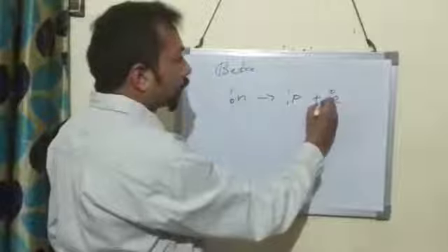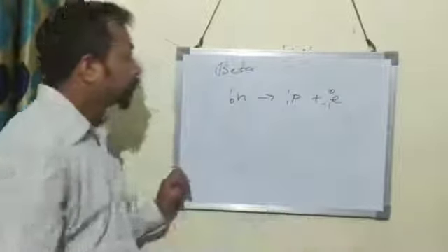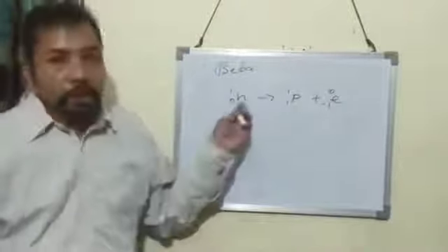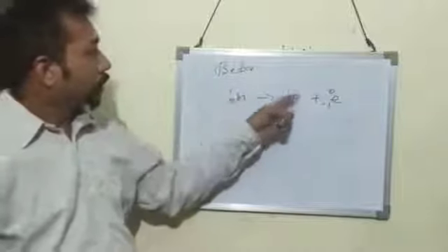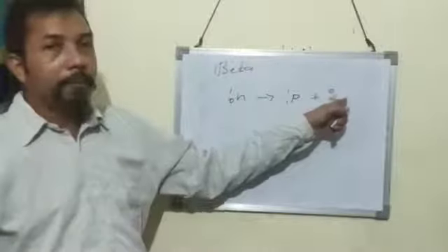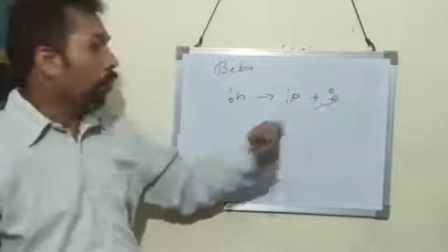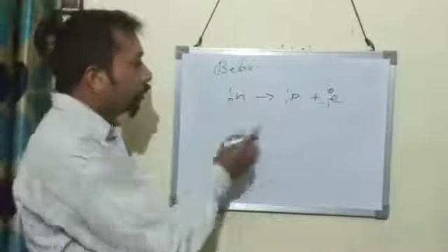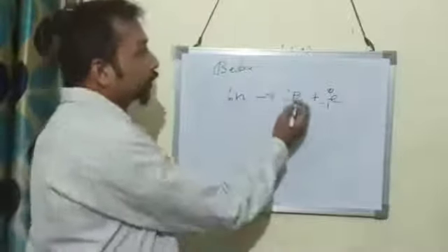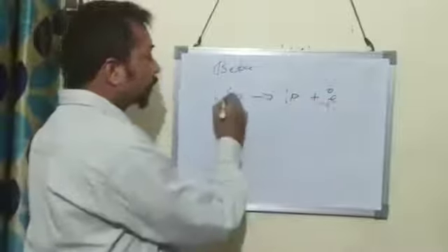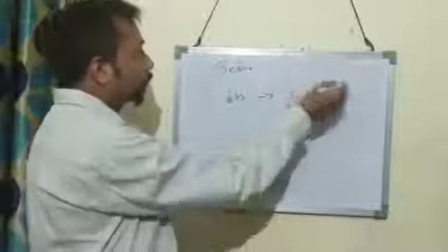The electron has a negative charge. So this is the equation: one neutron changes to one proton by emitting an electron. Now you can see both sides are balanced. 1 minus 1 is 0, and 1 plus 0 is 1. Both sides are balanced.